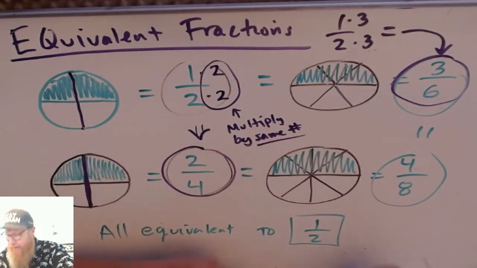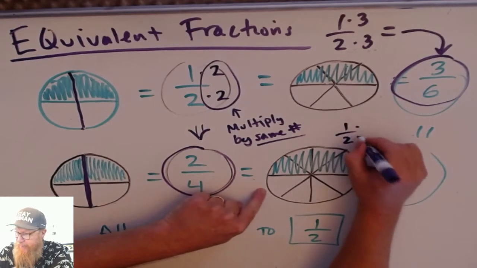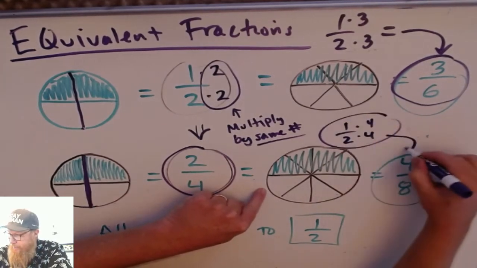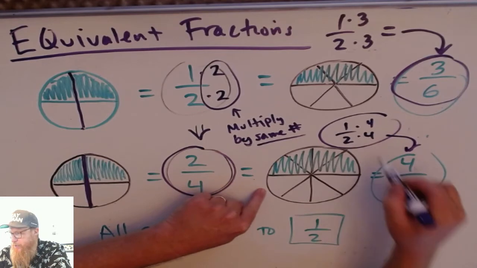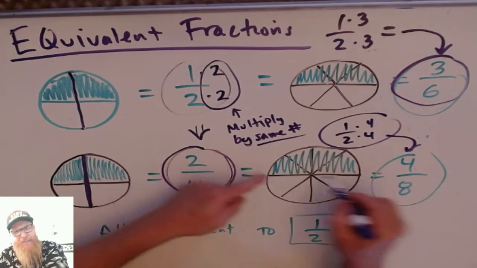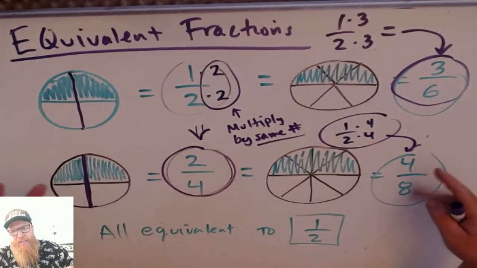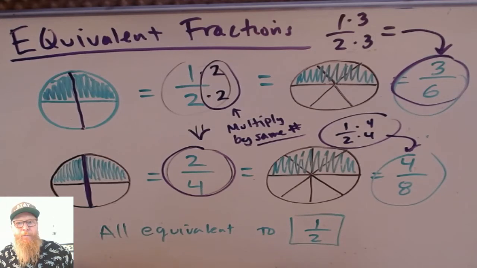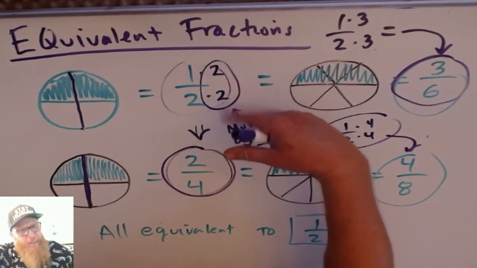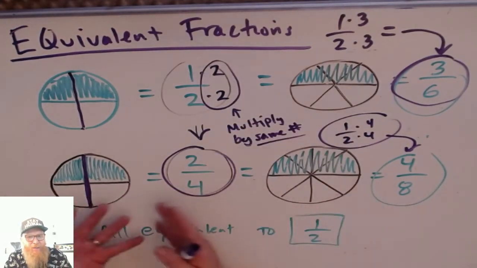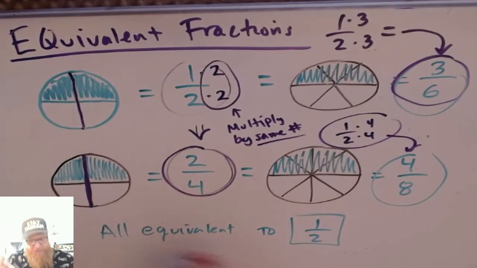Here, you take the same half, multiply it by 4. 1 times 4 is 4, 2 times 4 is 8, and now you've taken the same half of a pizza. I'm still only eating half of it, but now I've cut it into 4 slices. That would be 4/8. So you can make any fraction equivalent to another fraction by multiplying the numerator and the denominator by the same number. And visually, in the real world, what that essentially means is you've just cut another slice.